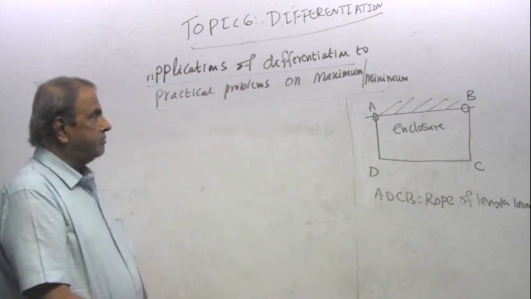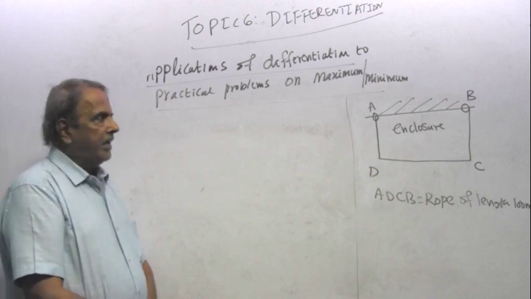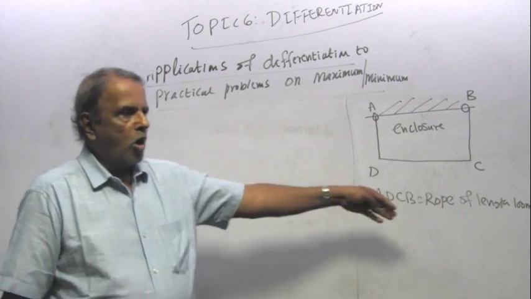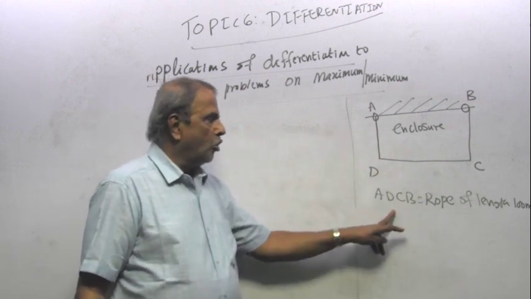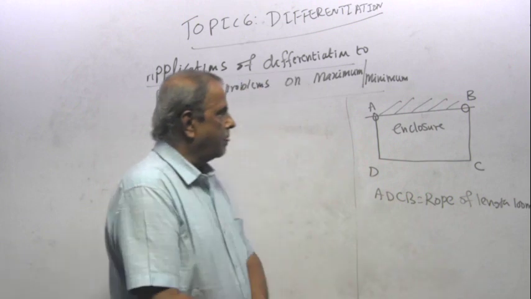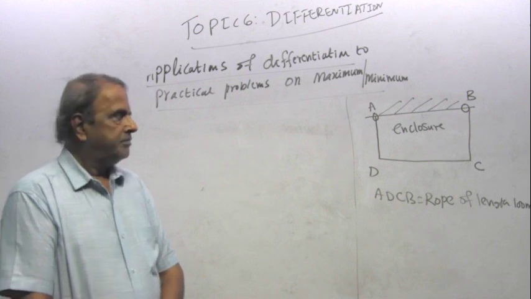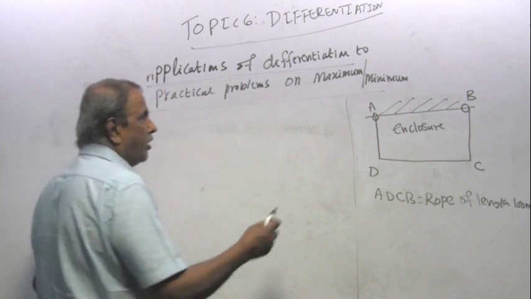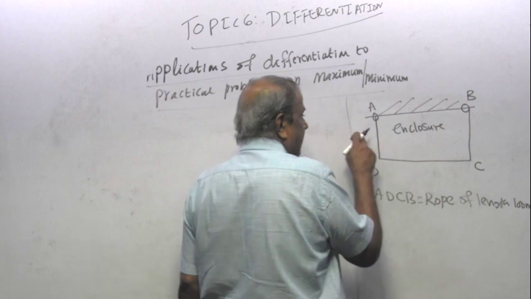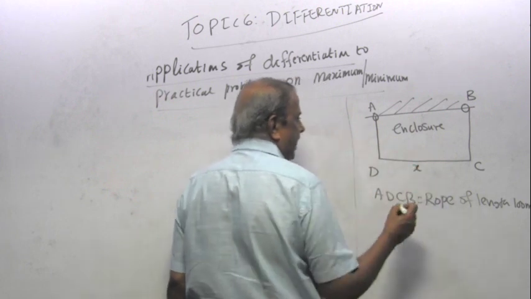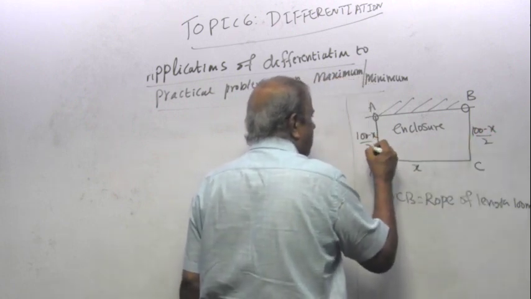I don't read the whole question. An enclosure in the form of a rectangle is made using one side of a wall and the other three sides being made out of a rope of length 100 meters. What is the greatest area of the enclosure? That's the question. This is a rectangle. So I can call this x. Okay, I'll show you. Suppose I call this x. Then you get this will be 100 minus x over 2, 100 minus x over 2.